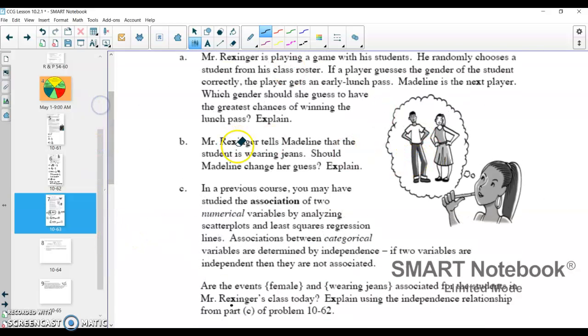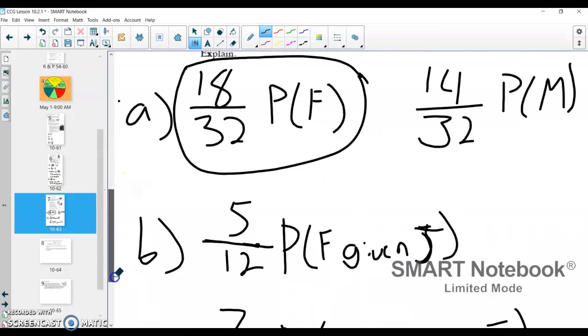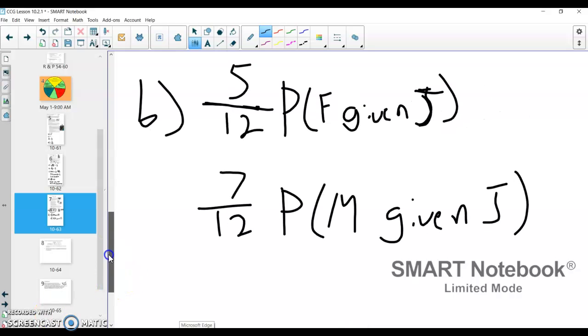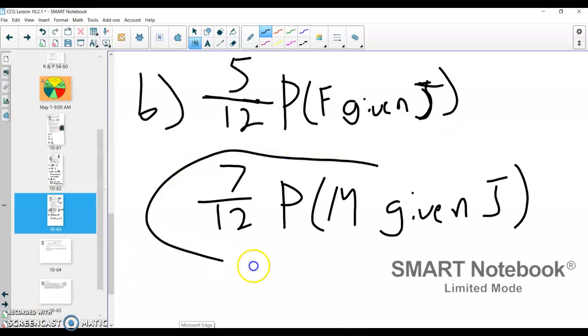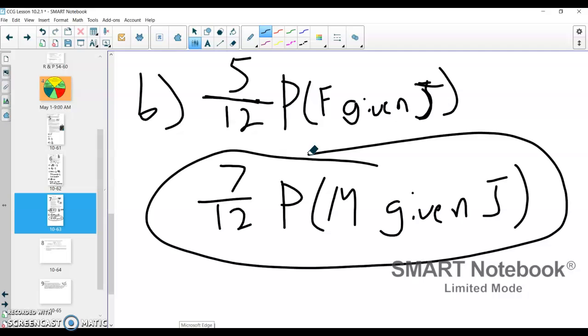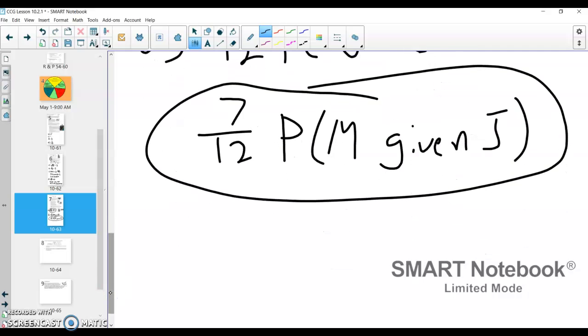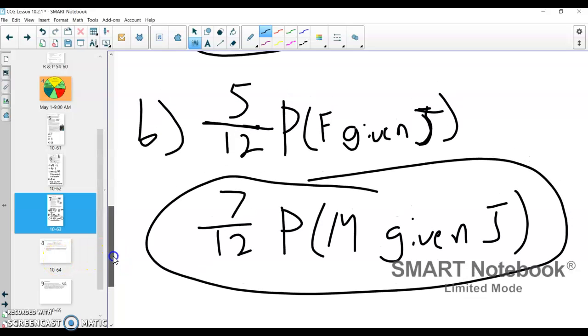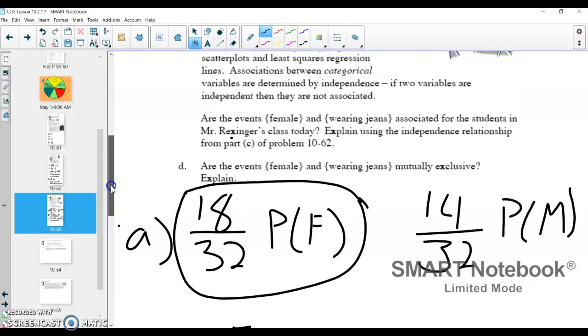And so then it says, should Madeline change her guess now that she knows that the student is wearing jeans? And the answer is yes, she should change her guess because knowing that they're wearing jeans, you have a better chance at guessing male, because 7 out of 12 is a higher probability than 5 out of 12. And that's a great example, that's why I like this problem, of how conditional probability can really change, because when your sample space changes, it can change the probability.